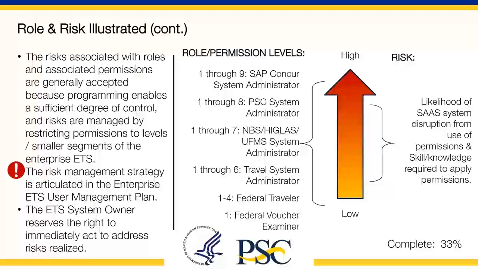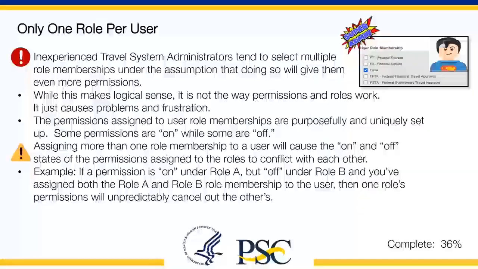Pause the video and take a moment to review the accompanying graphic. Inexperienced travel system administrators tend to select multiple role memberships under the assumption that doing so will give them even more permissions. While this makes logical sense, it is not the way permissions and roles work. It just causes problems and frustration.